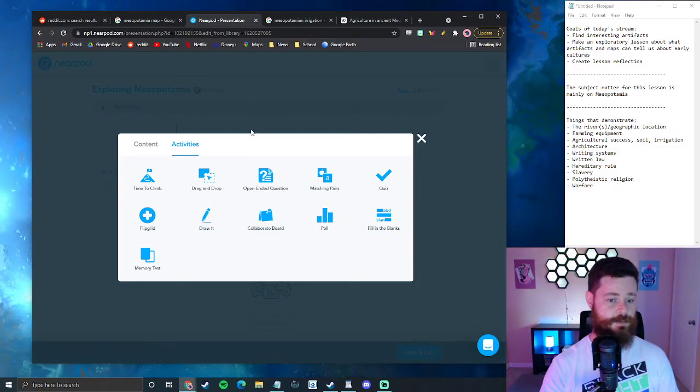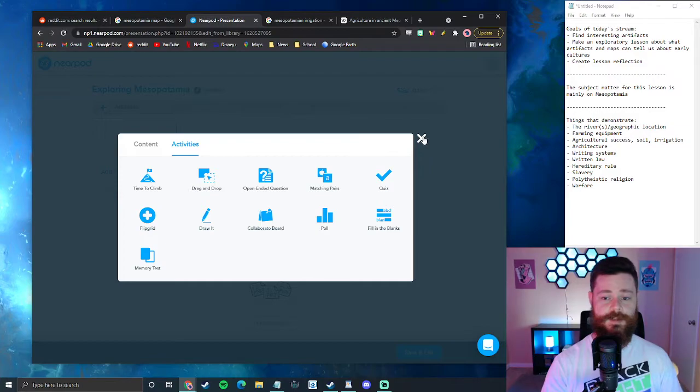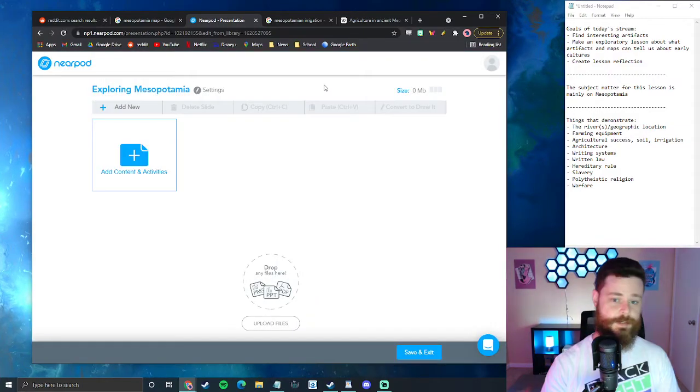And then Draw It is a pretty cool tool, especially when we use maps, because it allows them to do an overlay over the map or maybe translate some sort of location from one thing to another. So this is largely going to try to be an interactive lesson, as interactive as you can get digitally.